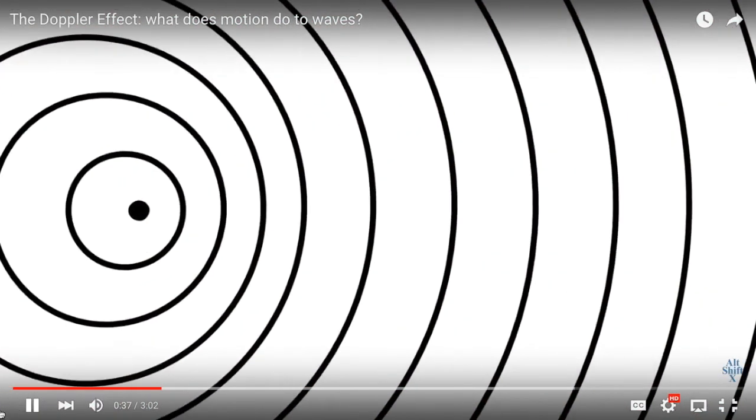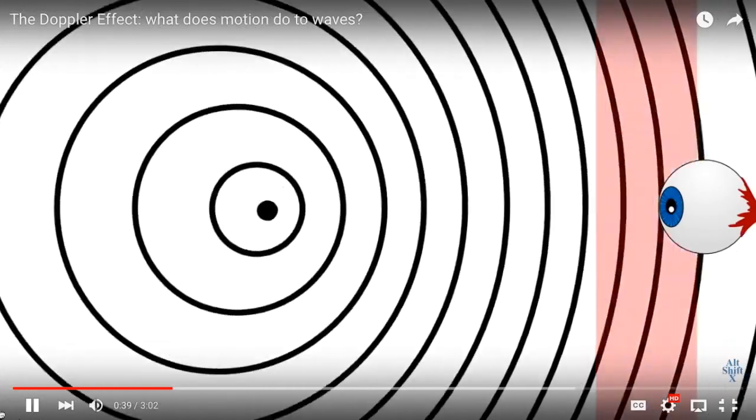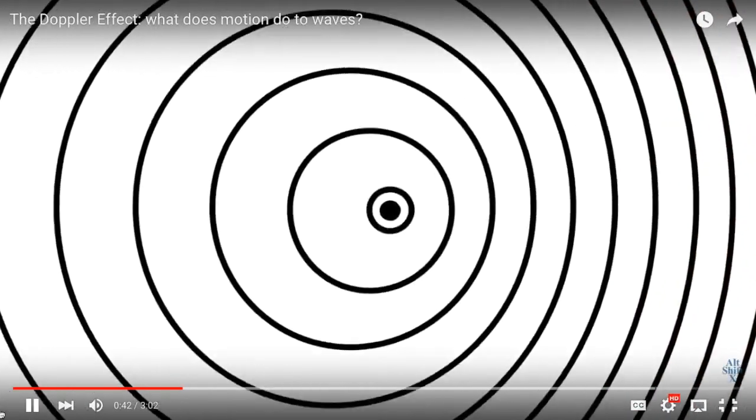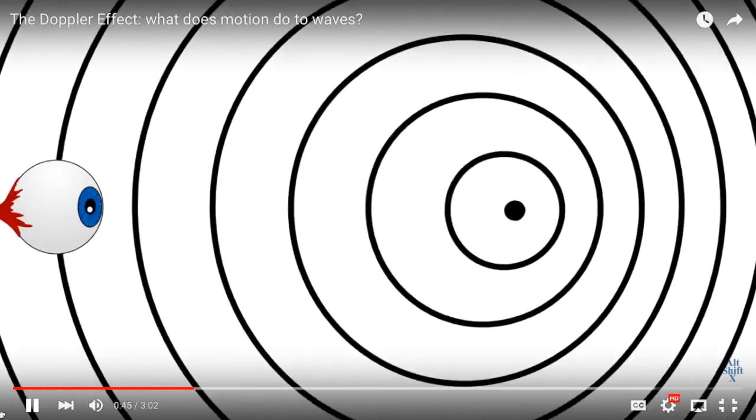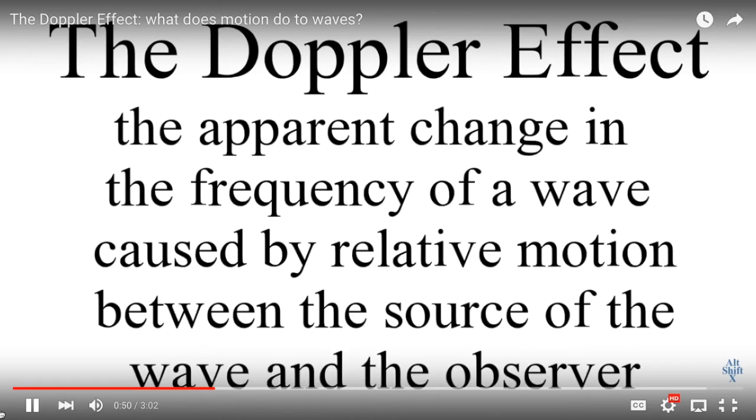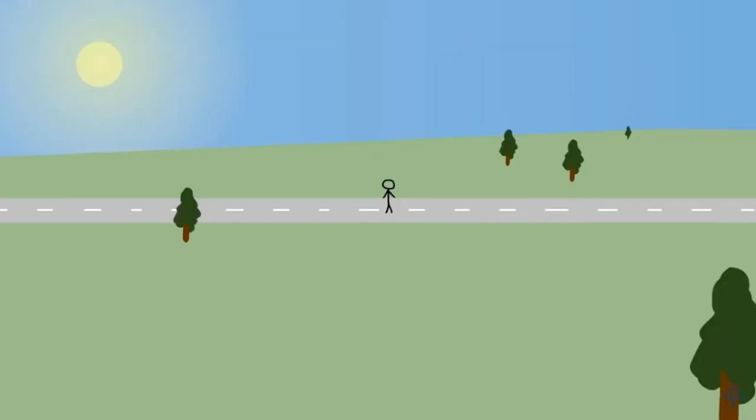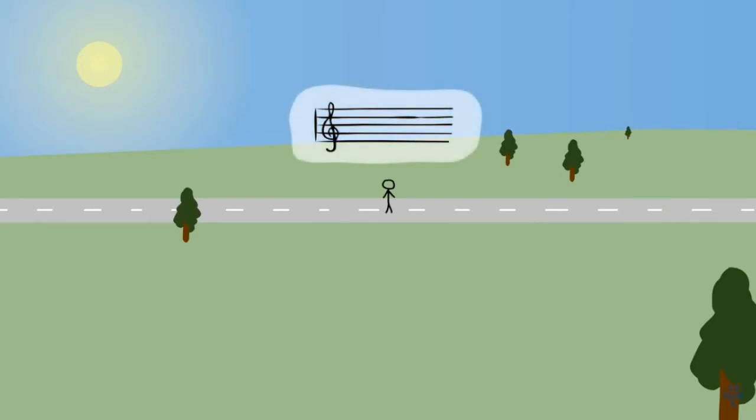If our object is moving towards a stationary observer, these bunched up waves are observed at a high frequency, and if the object is moving away from a stationary observer, the waves are observed at a lower frequency. So that is the Doppler effect, the apparent change in the frequency of a wave caused by relative motion between the source of the wave and the observer. It makes sense, but it gets interesting when you consider some of its applications. So let's say you are standing in the middle of a road. That's you, and a car drives past you very fast. As it does so, it honks its horn, because you're standing in the middle of the road. The horn to you might sound something like this.